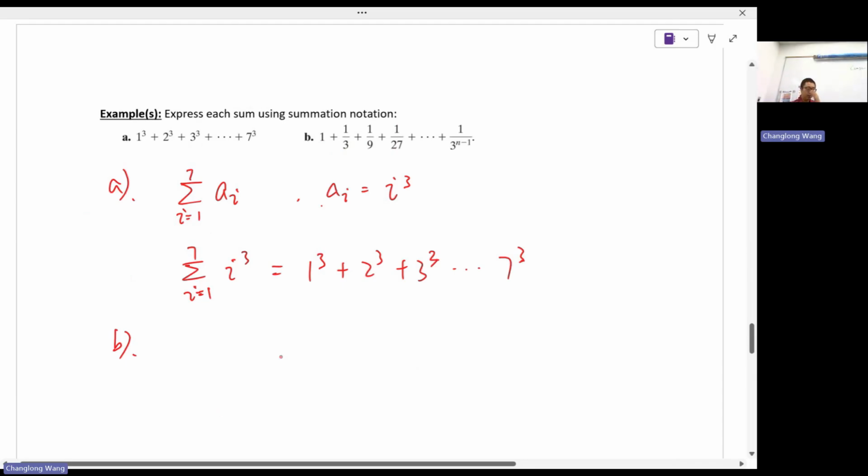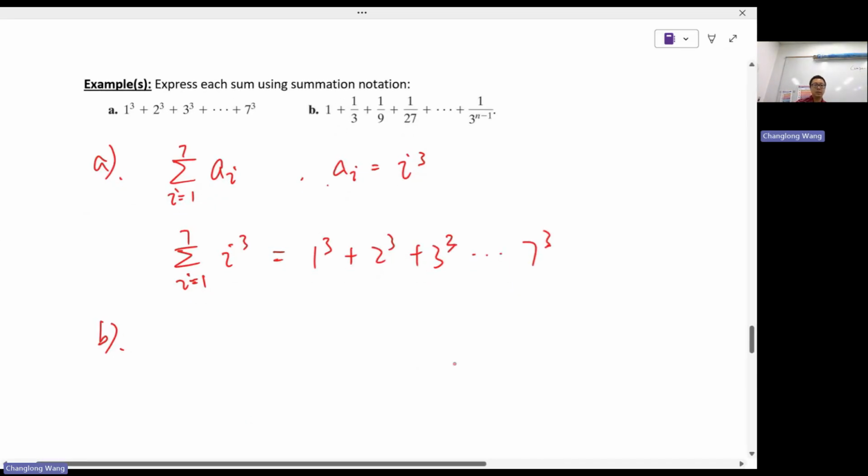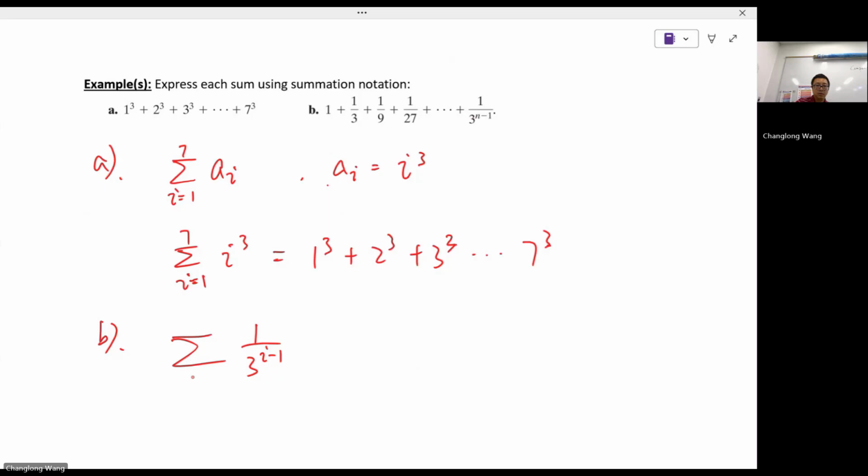Let me let you know the answer for letter B, if you've got one. So check that with me. It's the summation of 1 over 3 to the i minus 1 power. Since you see that it's n minus 1, right? But you're running the i from i equals 1 to n.